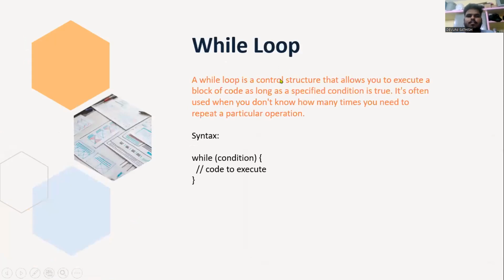So coming to the while loop. A while loop is a control structure that allows you to execute a block of code as long as the specified condition is true. Until the condition is met, it executes the code written in it. So here we write the condition. If the condition becomes false, it stops the execution. Until then, it executes the block of code written in the while loop.